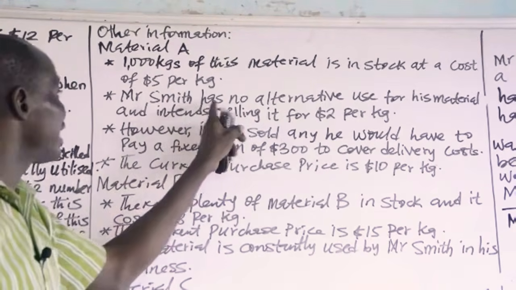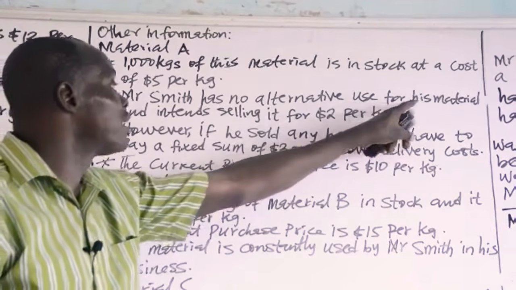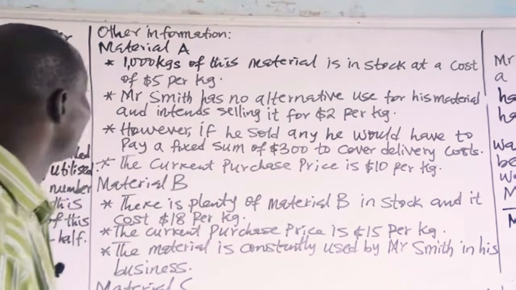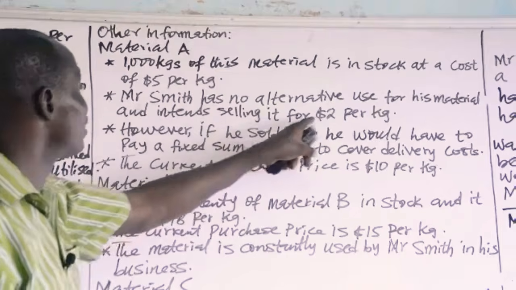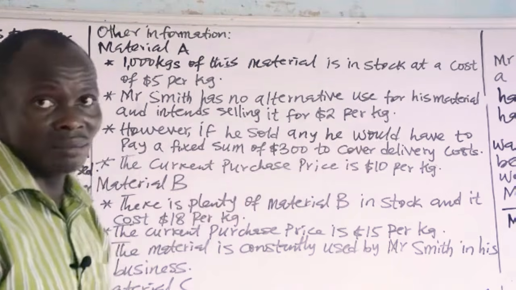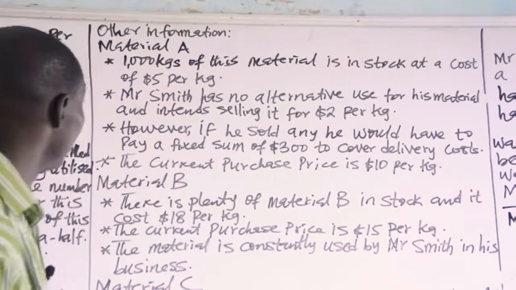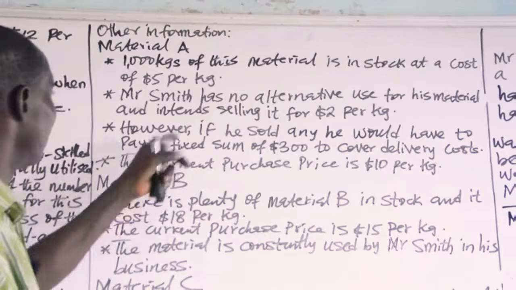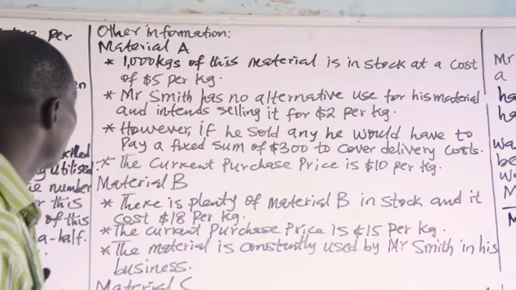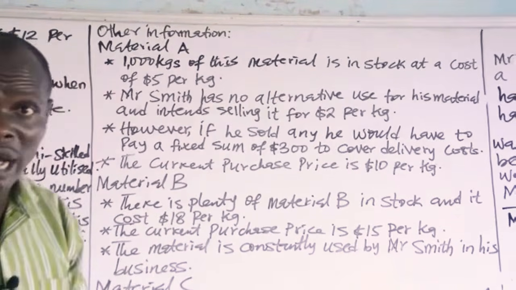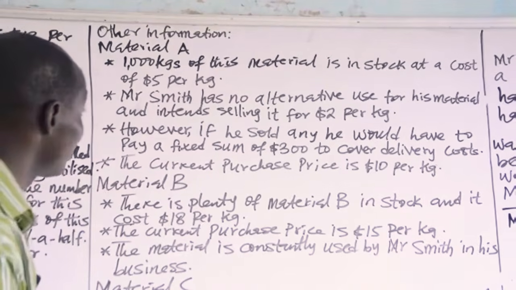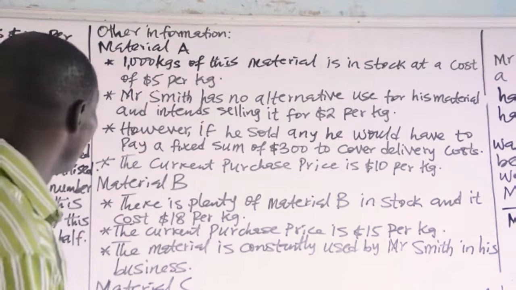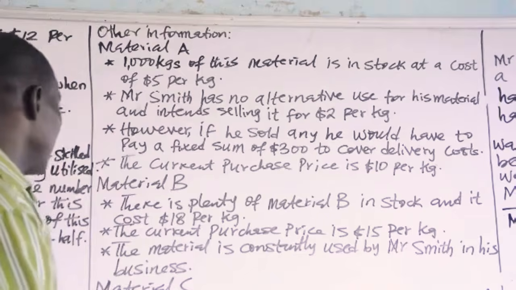Mr. Smith has no alternative use for this material and intends selling it for 2 naira per kg. He has no alternative use for it, but he intends to sell it. Since it is no longer required, he doesn't have an alternative than to sell it. That means the realizable value will be considered.